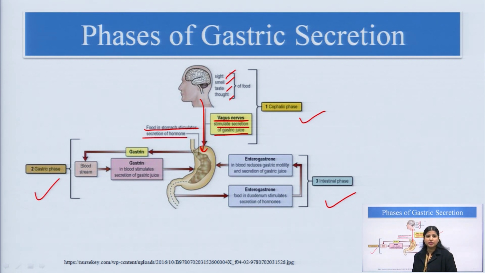Which hormone is secreted here? Through the endocrine cells, that is the gastrin. Yes, the gastrin is stimulated, and that gastrin in the bloodstream will liberate more of the gastric juices. So, this is how the gastric phase is regulated.